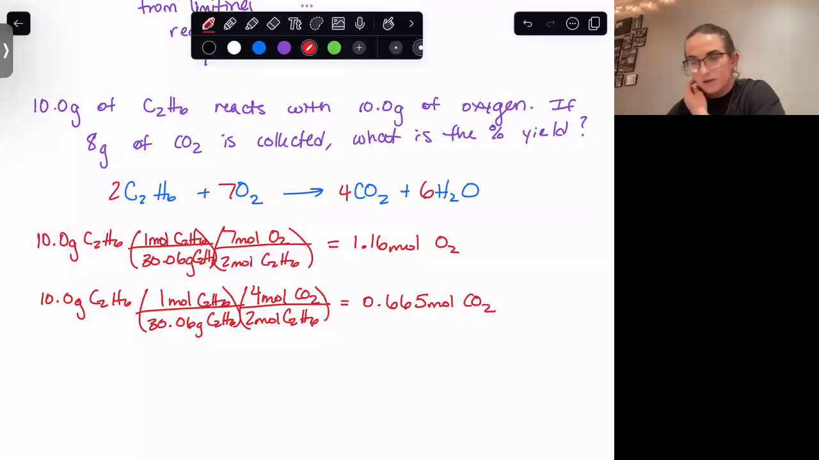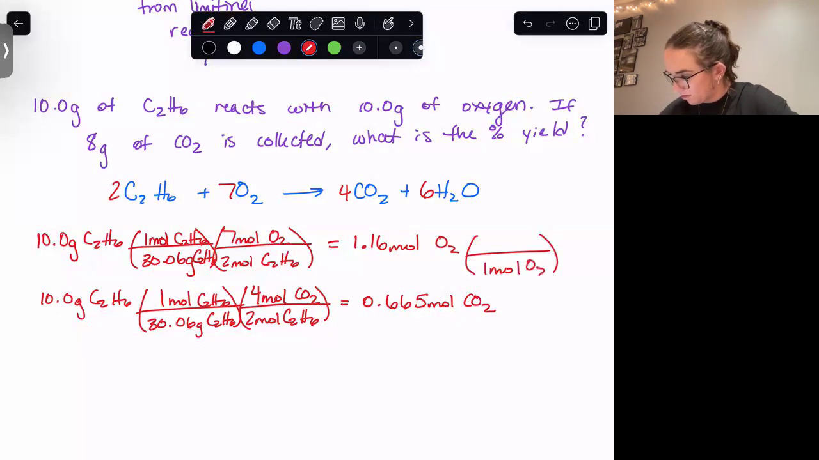So in either case, you can get 1.16 moles of O2, or you can get 0.665 moles of CO2. If you're comparing your moles of O2, you then want to convert this back into grams. This is 37.12 grams.